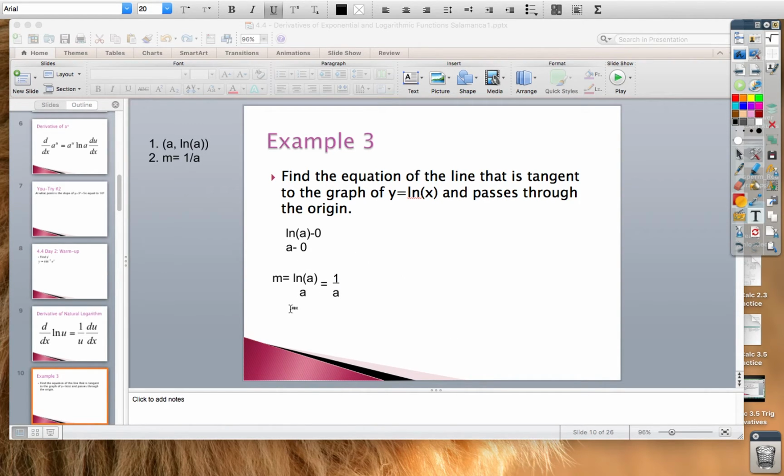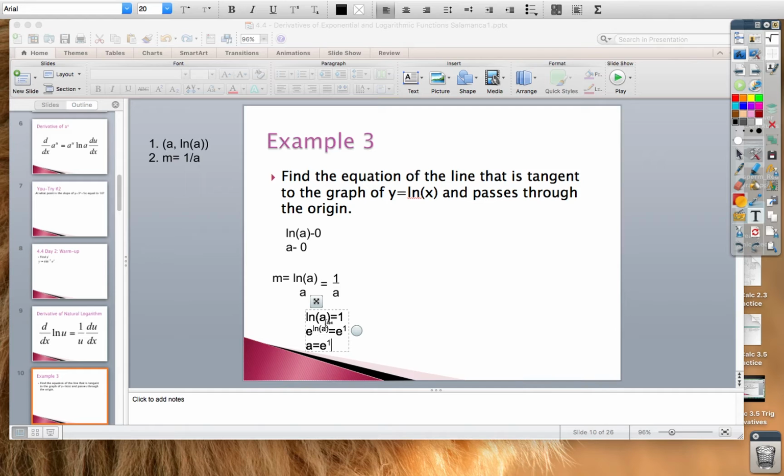Now if we cross multiply here, we could find out that ln of a is equal to 1. And if we raise everything to the exponential power, we get e to the ln of a equals e to the first power. And we find out that a is equal to e to the first, or just e.